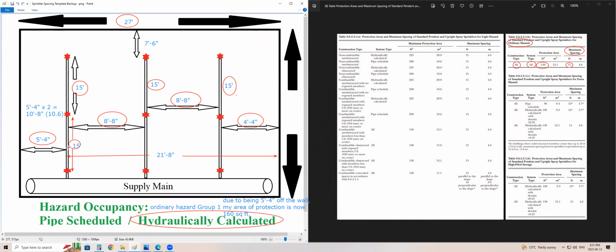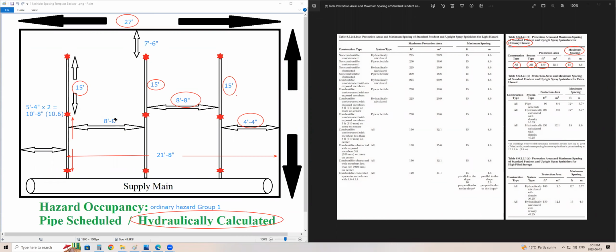So now here's my next question. How do we fix this little boo-boo that we've done here? We've started installing these branch lines. How can I fix this issue? Because I don't want to redo this. I can't install another branch line here because we're 5'4". Well, I know I'm 4'4" here and 8'8" here.